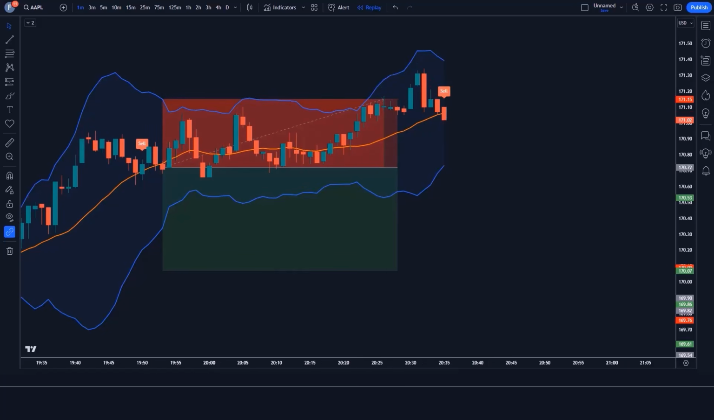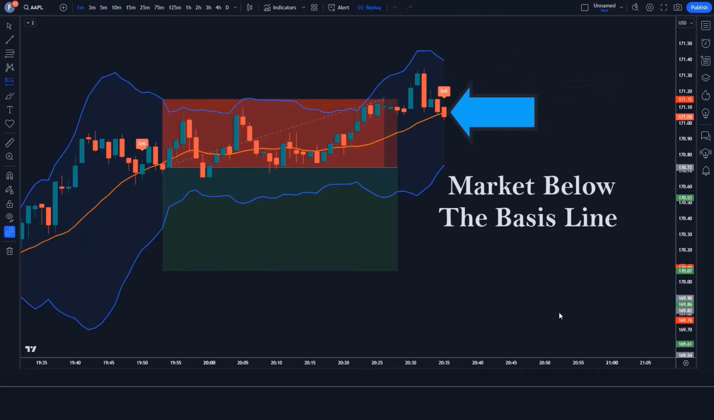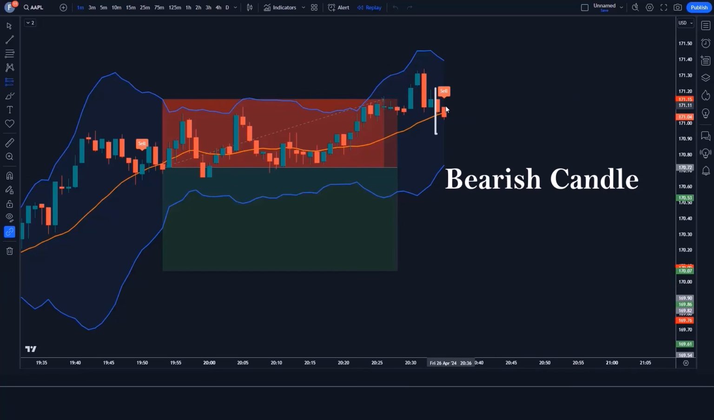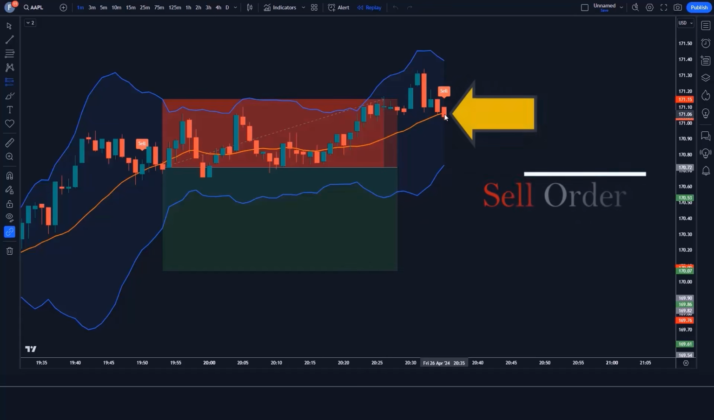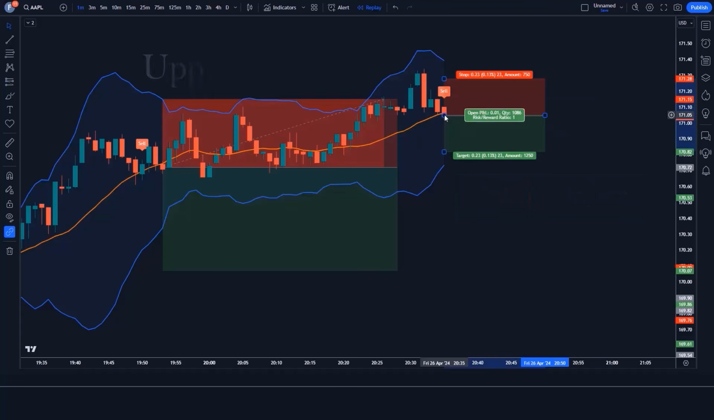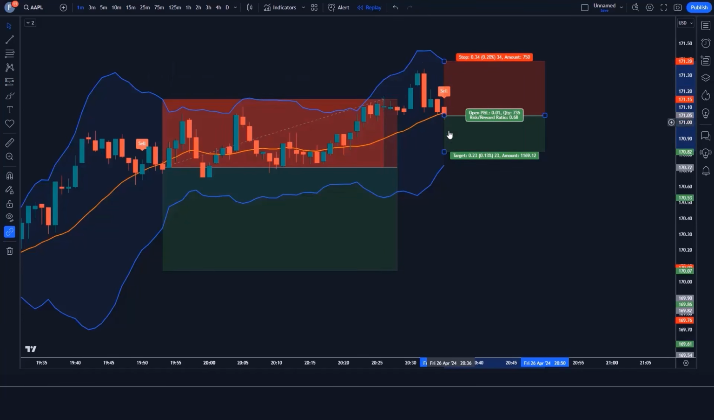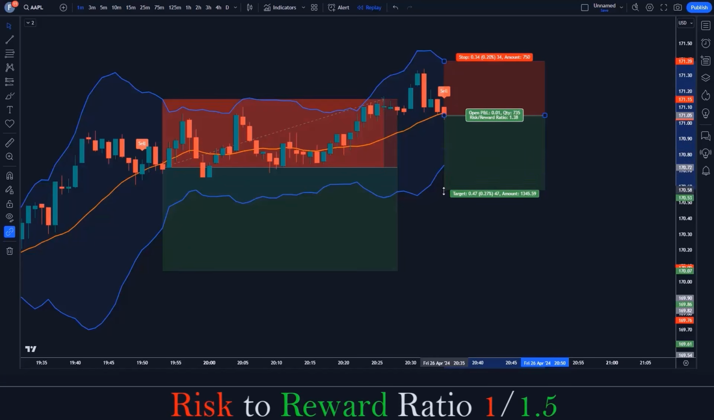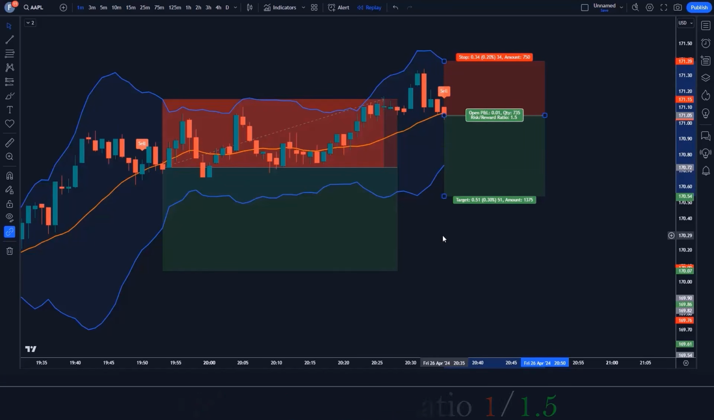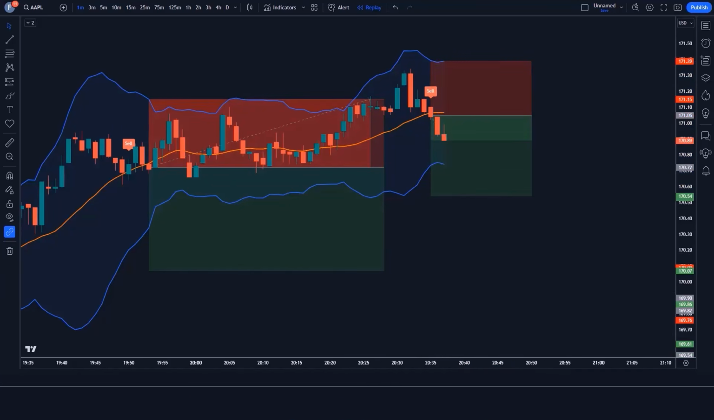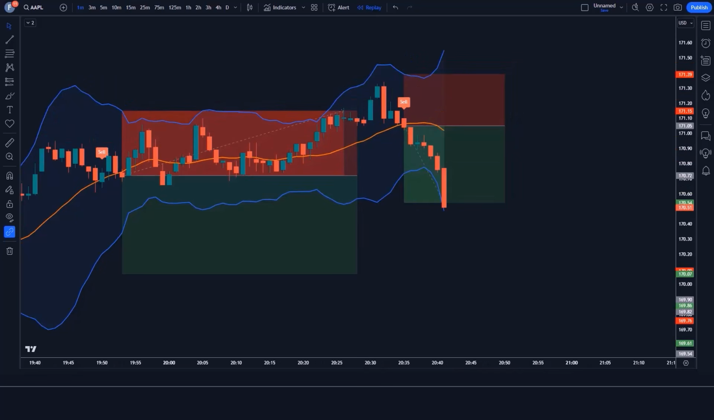We have got the signal. Here the MACD ADX indicator gives us a sell signal. Here the market is below the scalper basis line. Here the market has made a bearish candle to give confirmation. So all our conditions are being fulfilled, so we are placing an order to sell. Our stop loss is to be placed above the scalper blue line. And the risk to reward ratio will be 1:1.5. Let's see what happens to our trade. We have won the trade.